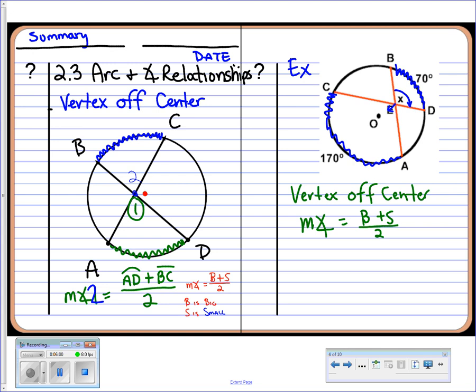All right, so I'm going to slide that up, and let's go ahead and start putting in some information. So the measure of the angle is x, of course, and the big arc is 170 plus the small arc, 70, divided by 2. So we find out that the measure of the angle is 120 degrees. So the angle has a relationship with the arcs, but because there's two arcs there, it's going to take the average of the two. Let's do another one.